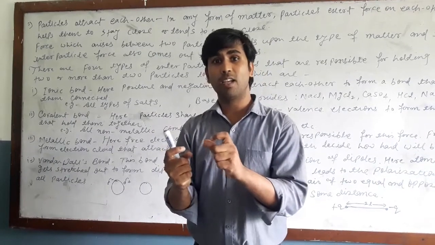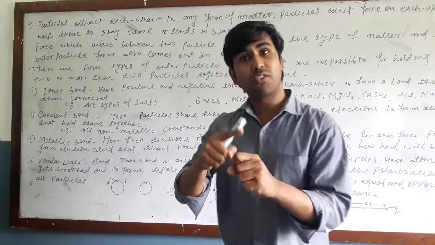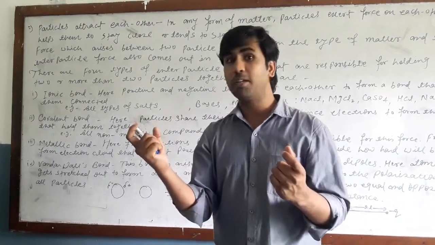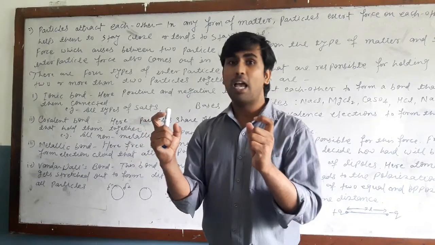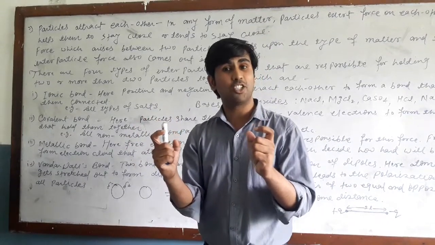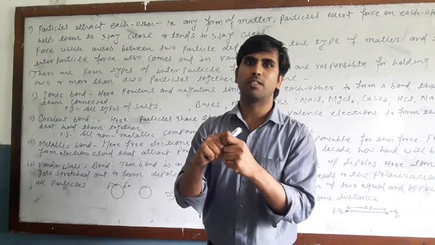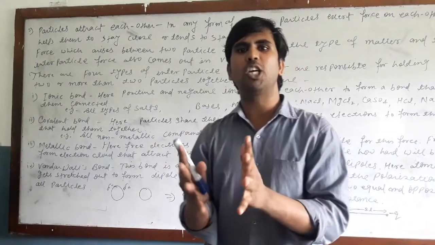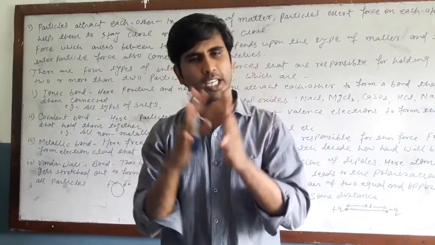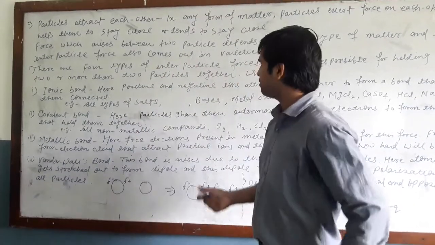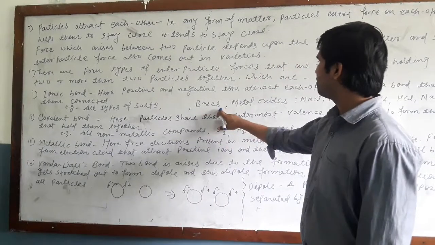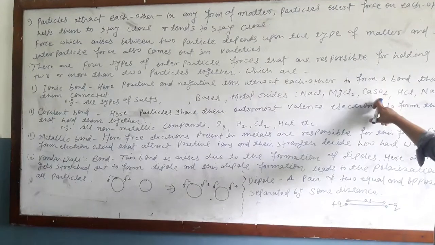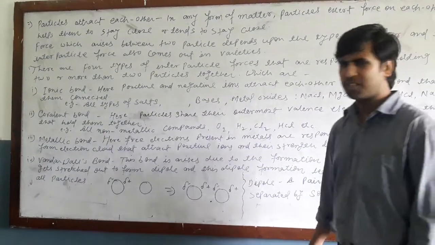If one atom transfers its electron to another one, one atom becomes positive and another one becomes negative, and finally, as we know that opposite charges attract each other, they come in contact with each other. So this is how ionic bond is formed. This is because of the opposite charges of different atoms or molecules by which they get connected. First, I have written here examples: bases, metal oxides like NaCl, MgCl2, calcium sulfate, all this.